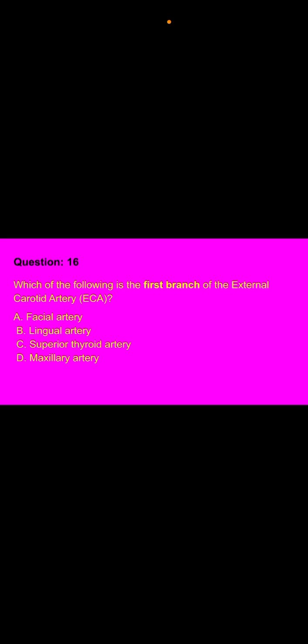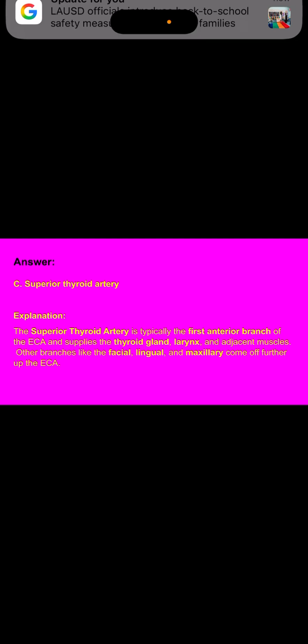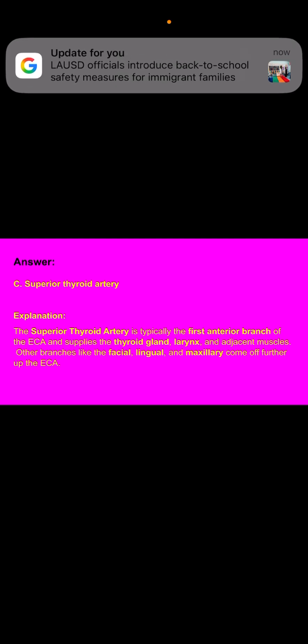Question number 16. Which of the following is the first branch of the external carotid artery? A. Facial artery, B. Lingual artery, C. Superior thyroid artery, D. Maxillary artery. Answer is C. Superior thyroid artery. The superior thyroid artery is typically the first anterior branch of the ECA and supplies the thyroid gland, larynx, and adjacent muscles. Other branches like the facial, lingual, and maxillary come off further up the ECA.